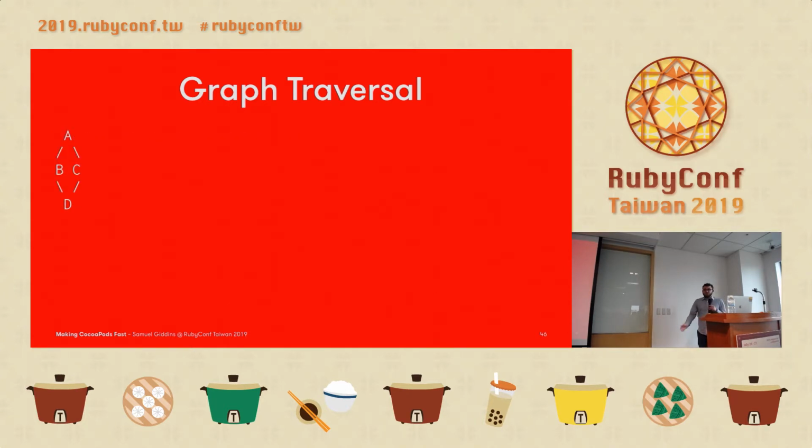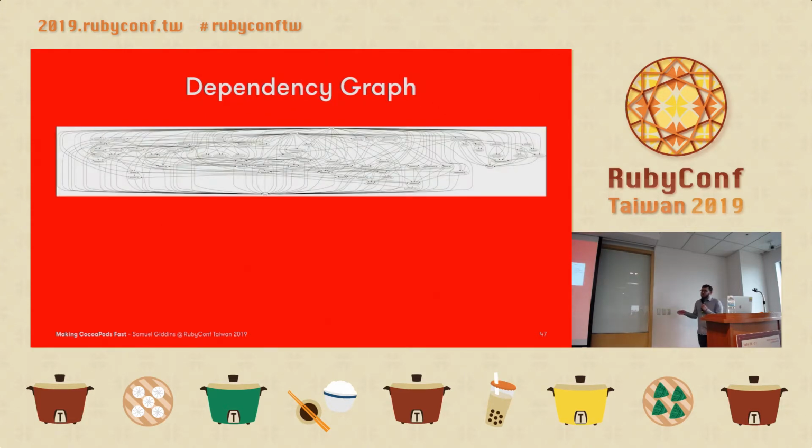So what is graph traversal? It's taking a graph and walking through it. So you have something like A which points to B and A which points to C, and both B and C point to D. So you can reach D from A, but that's really simple. This is the dependency graph for Square's networking library, and this is just the networking library. There's lots of code that sits on top of this. So as you can imagine, writing code to walk this graph that isn't as optimal as possible meant that CocoaPods got really slow.